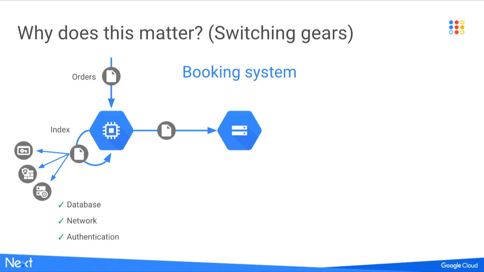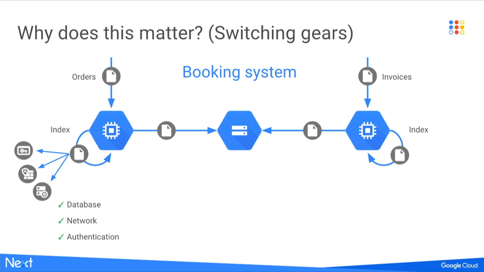Meanwhile, elsewhere, you have another application, completely separate, that's taking some other data. But it needs to do something similar. This time, maybe it's taking invoices and it's writing them to storage. And then maybe you also need to index that data as well. And you want to reuse some of this code that you've written over in the orders side. So now again, you need the same database, network, and authentication configuration that you had previously.